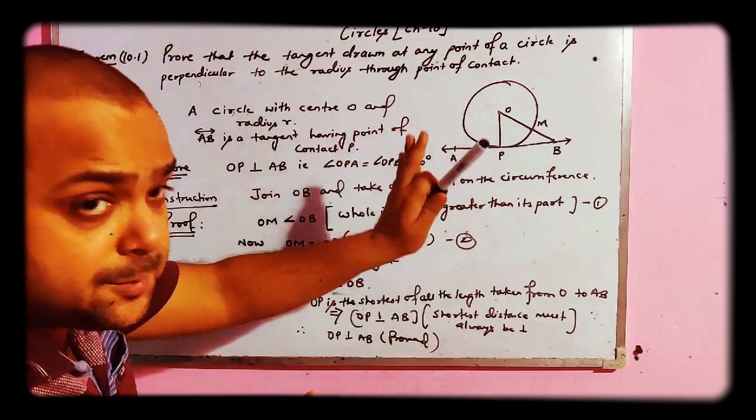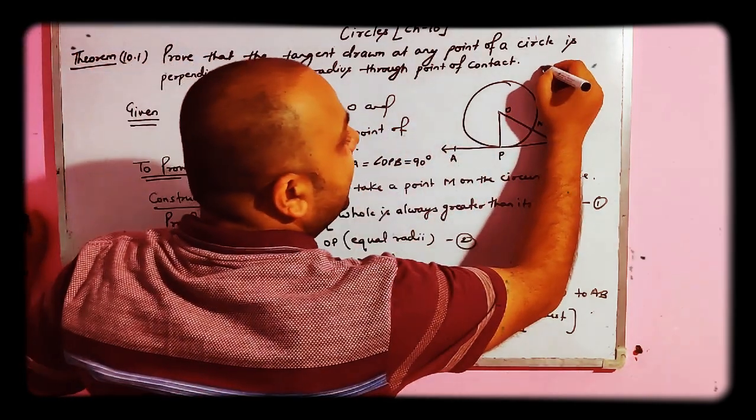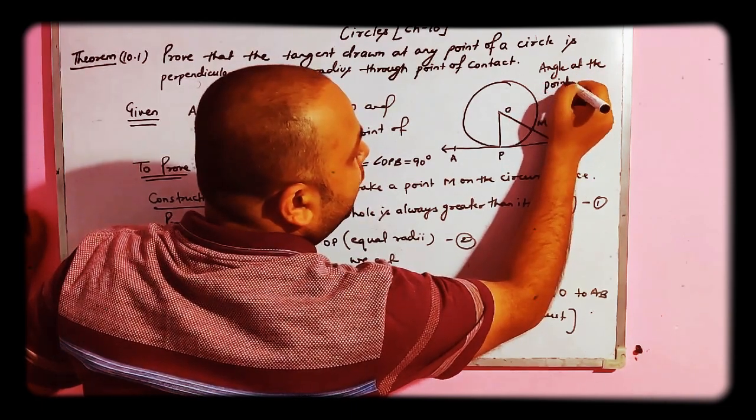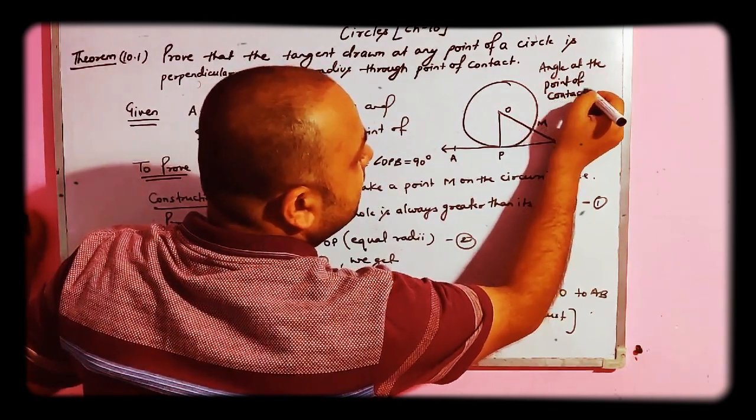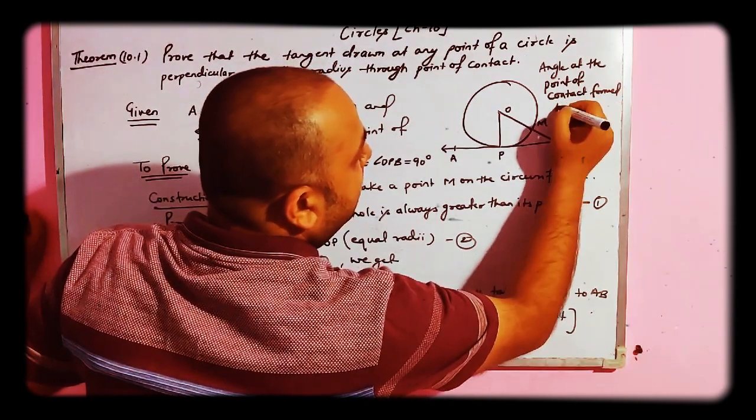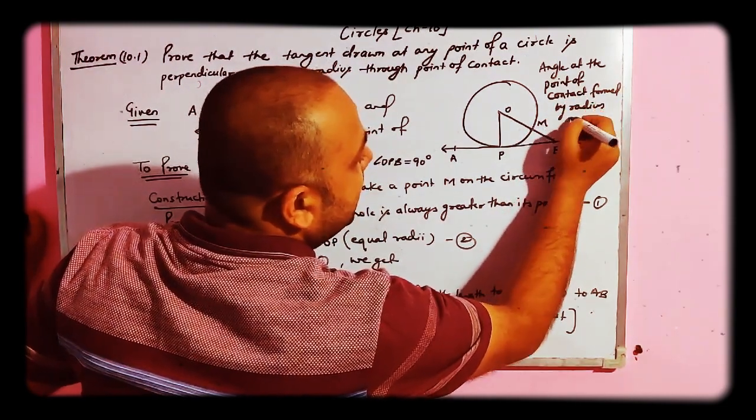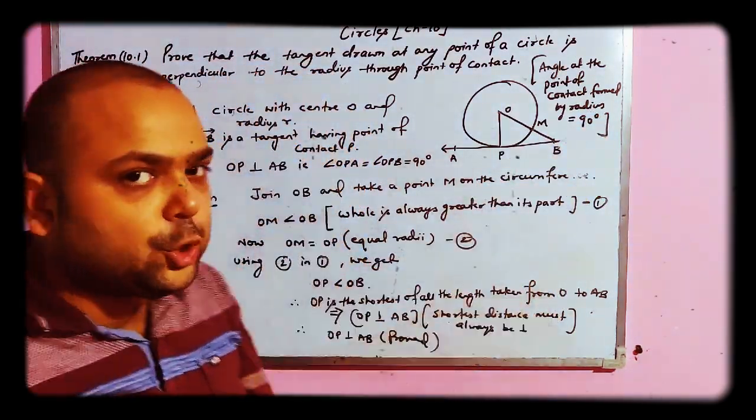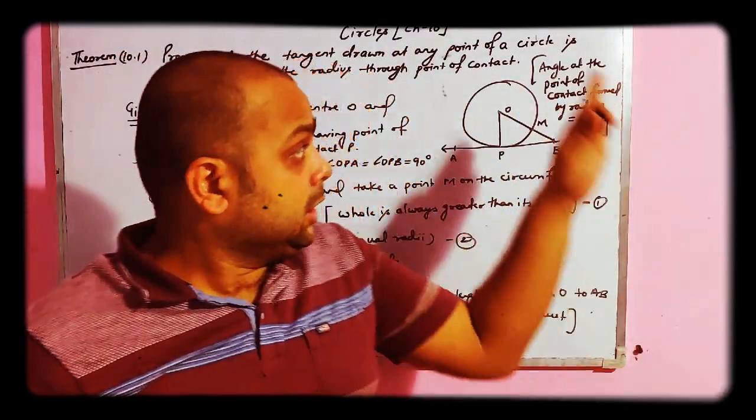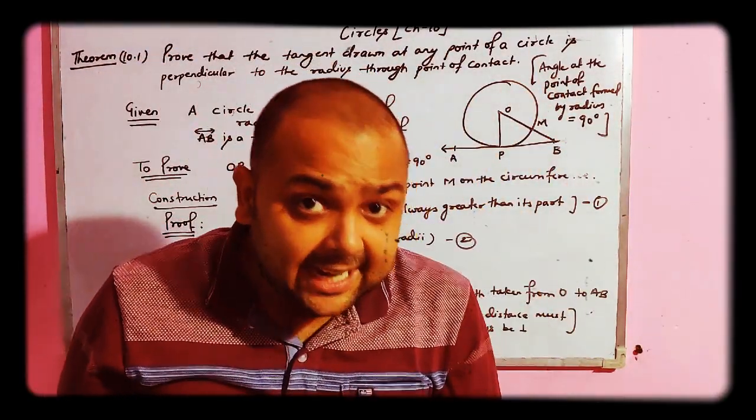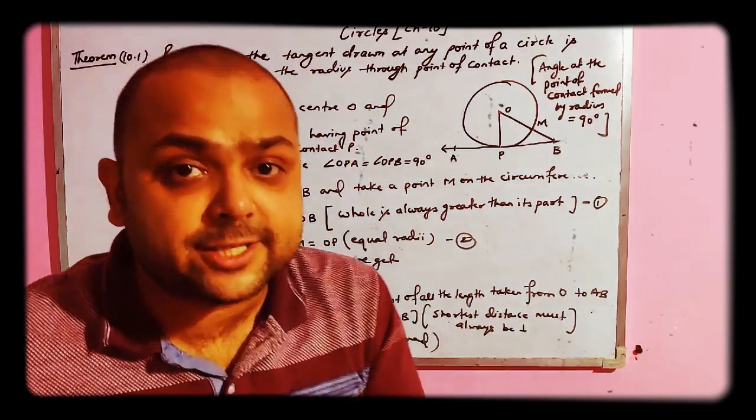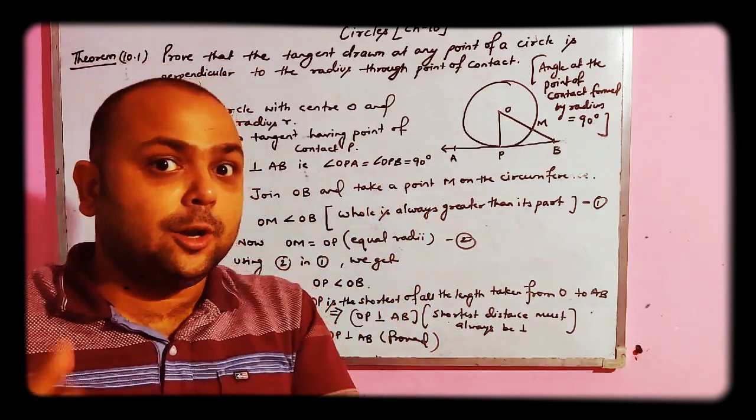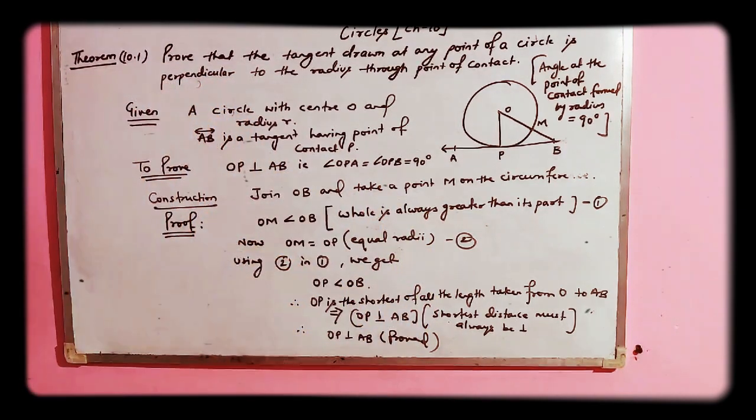So please remember this property, that the angle at the point of contact formed by the radius is equal to 90 degrees. We are using this property to prove our next theorem, which is based on it. The theorem states that the lengths of the tangents drawn from an external point are equal. I hope you understand this theorem, and I am now moving on to the next one. Please see that also carefully.